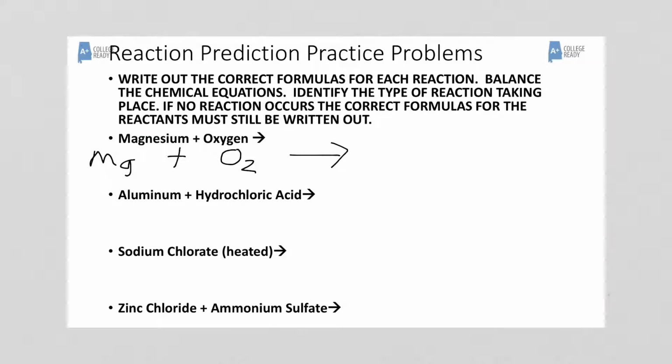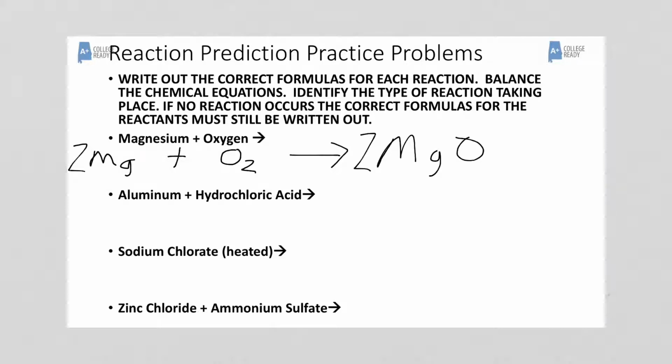Those add together. Remember that Mg is a 2+ ion, and oxygen is a 2- ion. So the compound formed between the two of these is going to be MgO. We need to go back and balance by putting a 2 right here and a 2 right here. And again, that's a synthesis reaction.